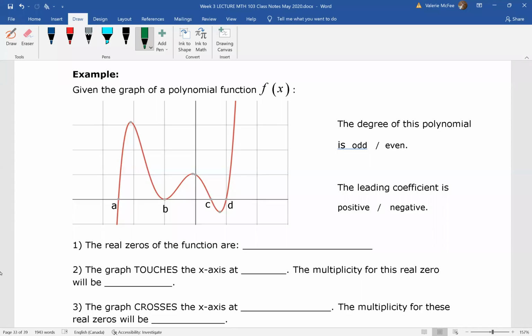I spoke too soon. I think we need to do a bit of practice before we start graphing. So let's look at this. Here's a graph of a polynomial function. It is smooth and continuous. Can you answer these two questions here for me?